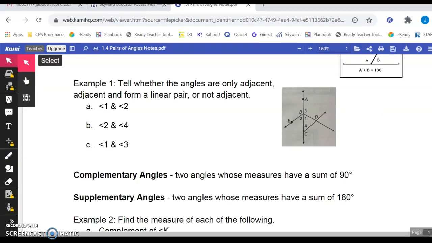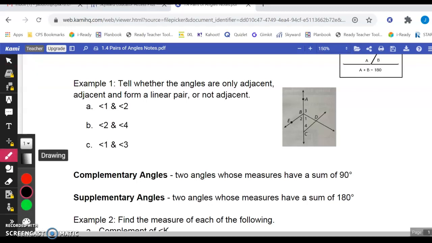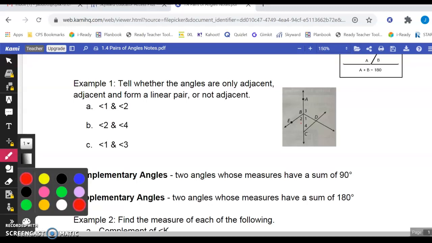For example 1, it says tell whether the angles are only adjacent, form a linear pair, or are not adjacent. The first ones we're going to look at are angles 1 and 2. Those are definitely adjacent. They are sharing that middle ray. And they are not linear because they don't form a straight line. So we would just say adjacent for these two.